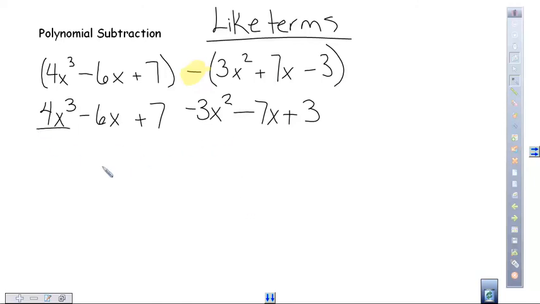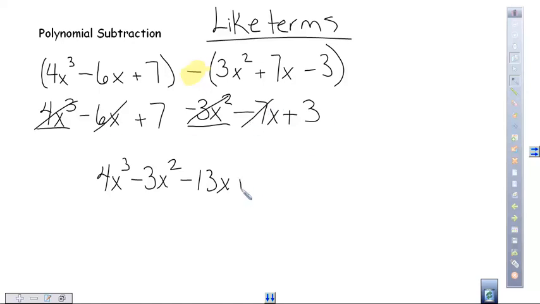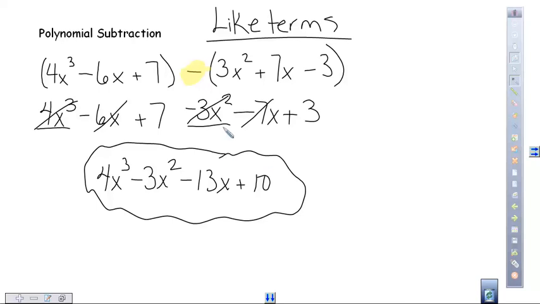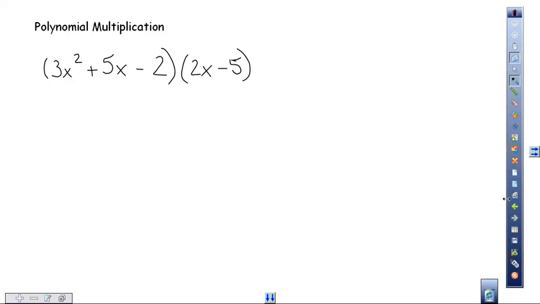Then it's just a matter of doing like terms again. I still only have 1x cubed, so it's going to stay there. I only have 1x squared, so it's going to stay there. It is minus. Now I've got negative 6 and negative 7, which is negative 13x. And then we have 7 plus 3, which is 10. So it's not just the first term that gets subtracted, it's the whole polynomial. Watch out for the minus. That changes everything.